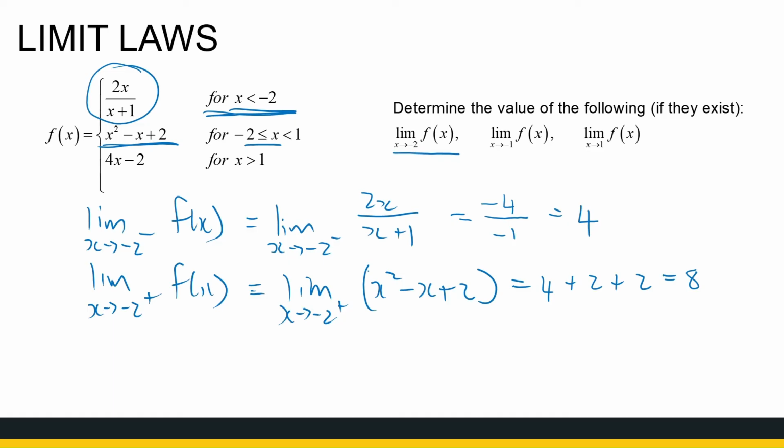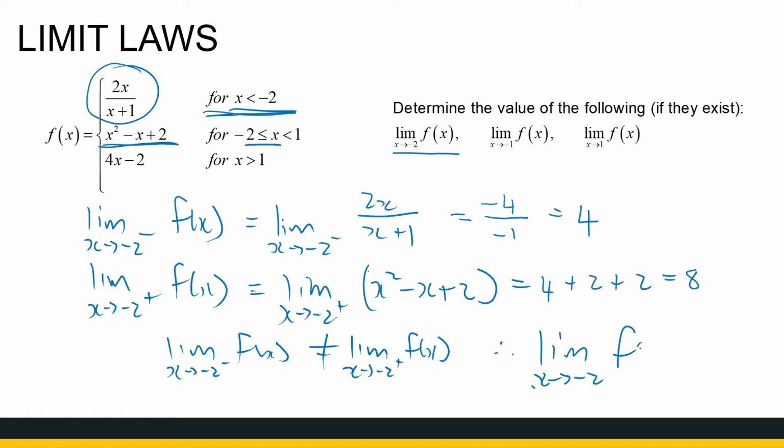Now I notice that from the left and from the right are not equal. So I see that the limit as x approaches -2 from the negative side is not equal to the limit as x approaches -2 from the positive side of this function. Therefore the limit as x approaches -2 of this function does not exist. All right, so that one doesn't exist. Let's look at the next one.